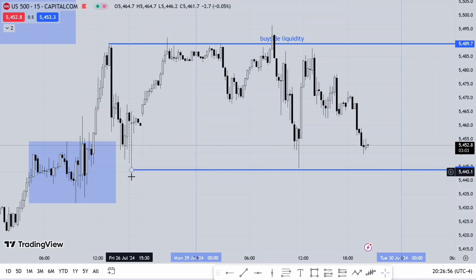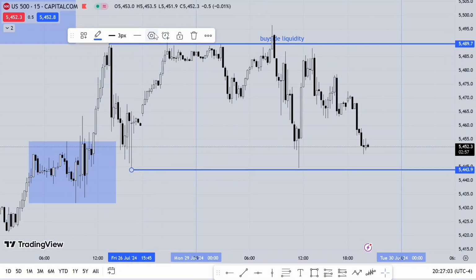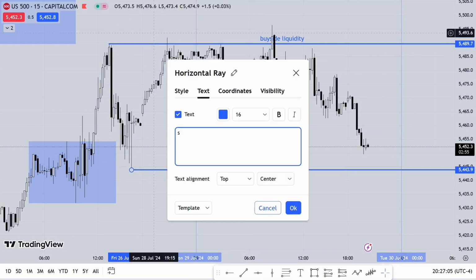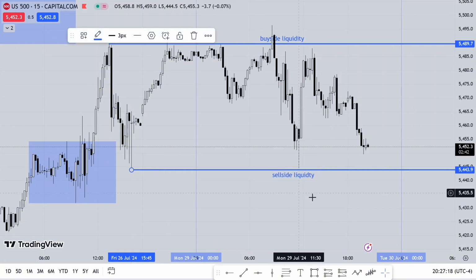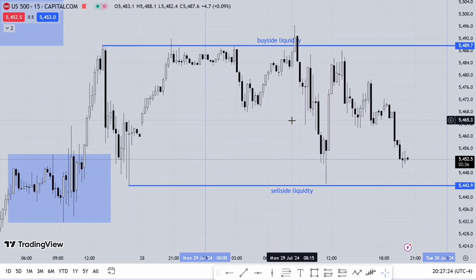So there are stop losses resting below these lows, which are resting as sell stops, which is sell side liquidity. So you have sell side liquidity resting below these lows here.